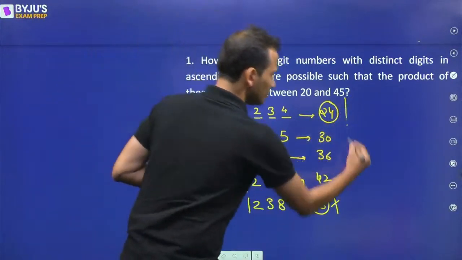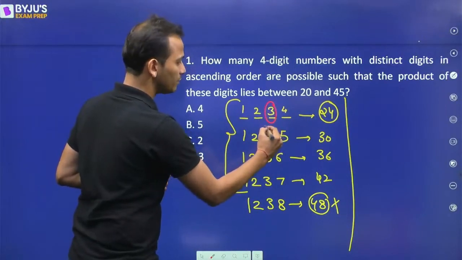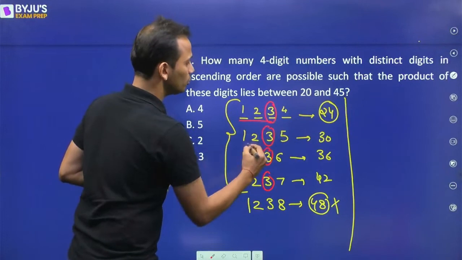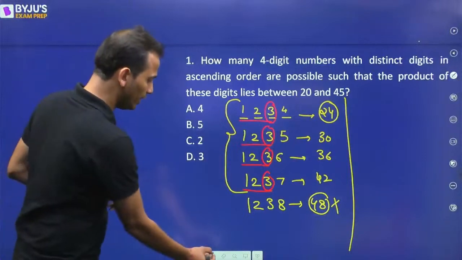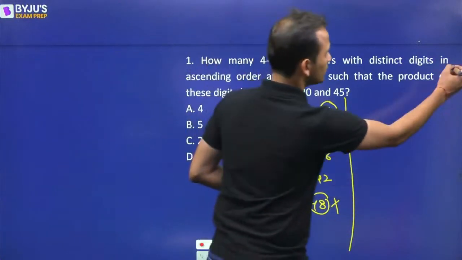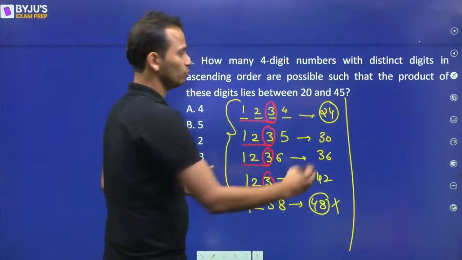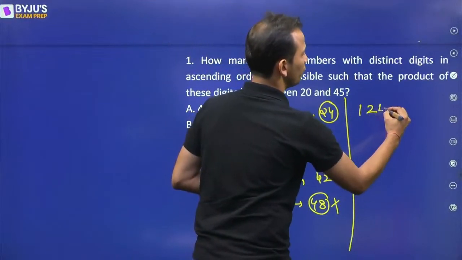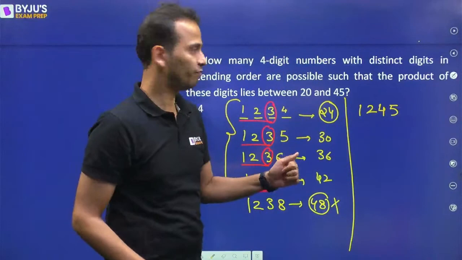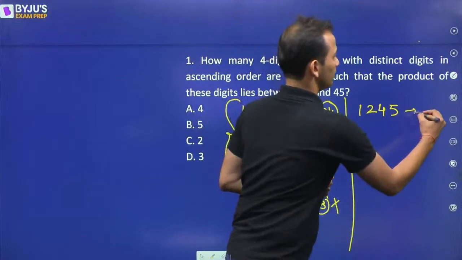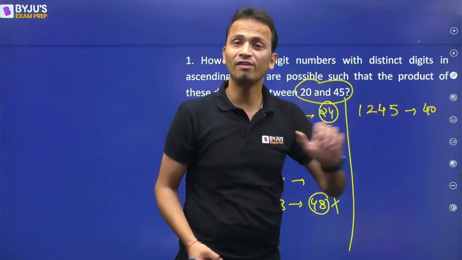Okay, now next I will change this digit. So I've kept 3 here. So these 4 numbers starting with 1, 2, 3 qualify. Okay, so next I will change this digit. This 3, I replace it with 4. So 1, 2, 4. Now what will be the smallest number starting with 1, 2, 4? 1, 2, 4, 5. Now what is the product of the digits? The product of the digits is 40. So it lies between these two numbers. So this number will also qualify as the answer.